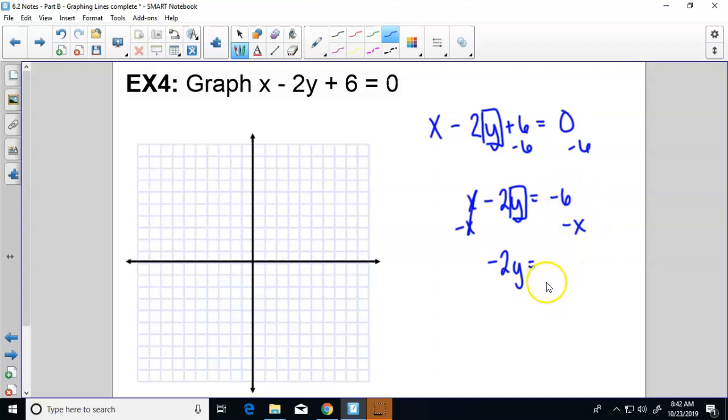How am I going to write that there, Cole? Okay, can I put them together? Sure. No, I cannot. This is a 6, this is an x. They're not like terms. They don't both have x's. So I cannot put them together, so I can write negative 6 minus x, or I could do negative x minus 6, either one.